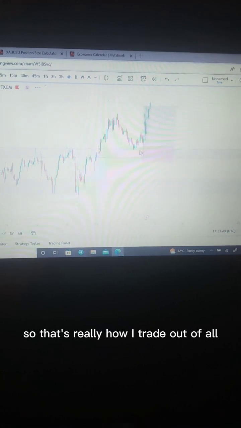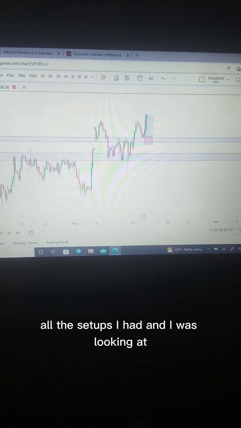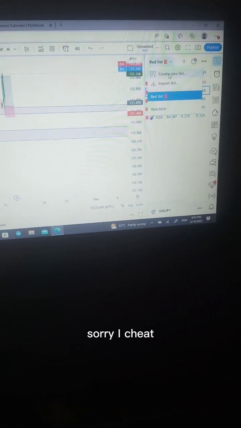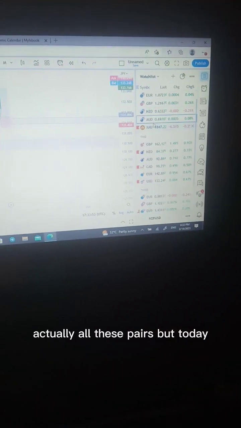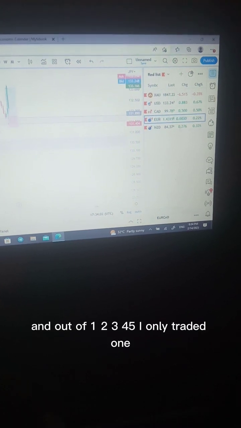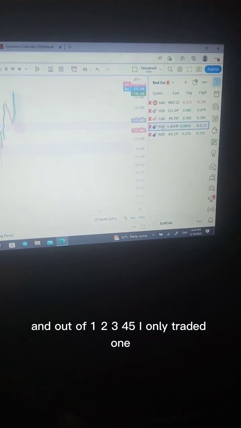Out of all the setups I had, I trade all these pairs, literally all these pairs. But today I was looking at only five, and out of those five, I only traded one, which was USDJPY. So that's literally how I do it.